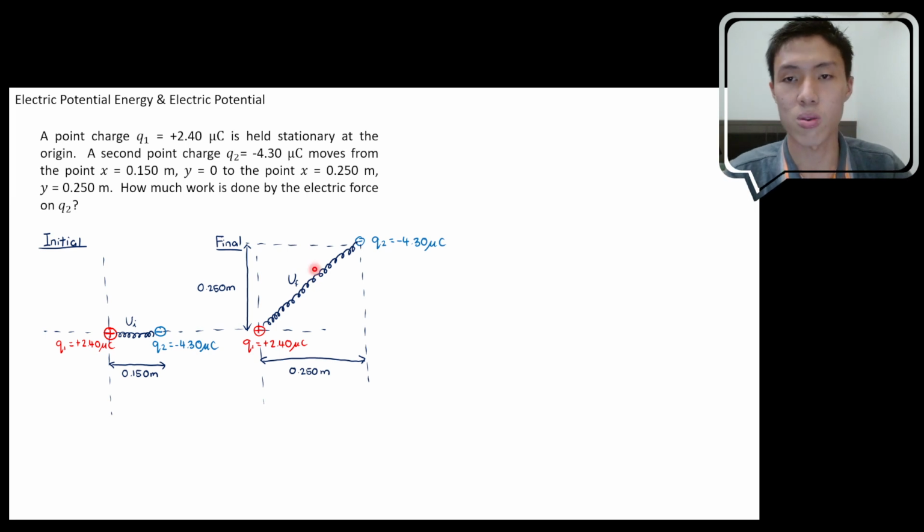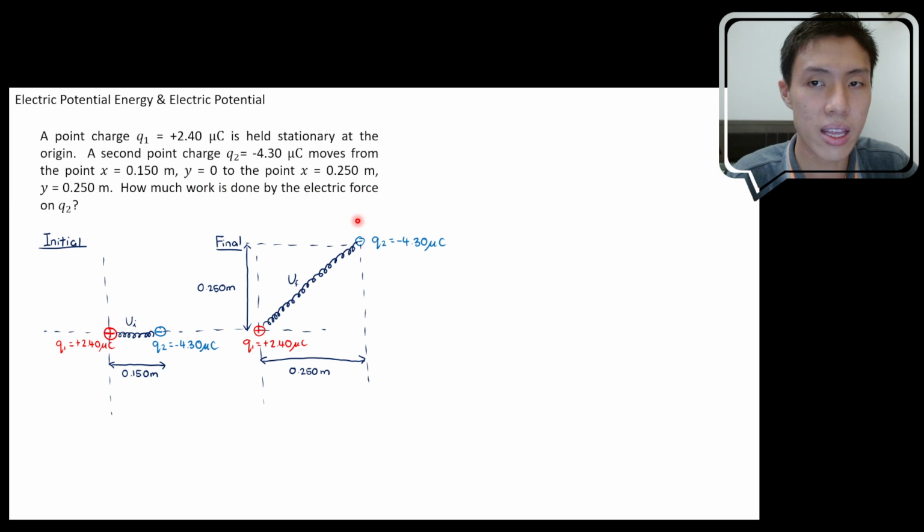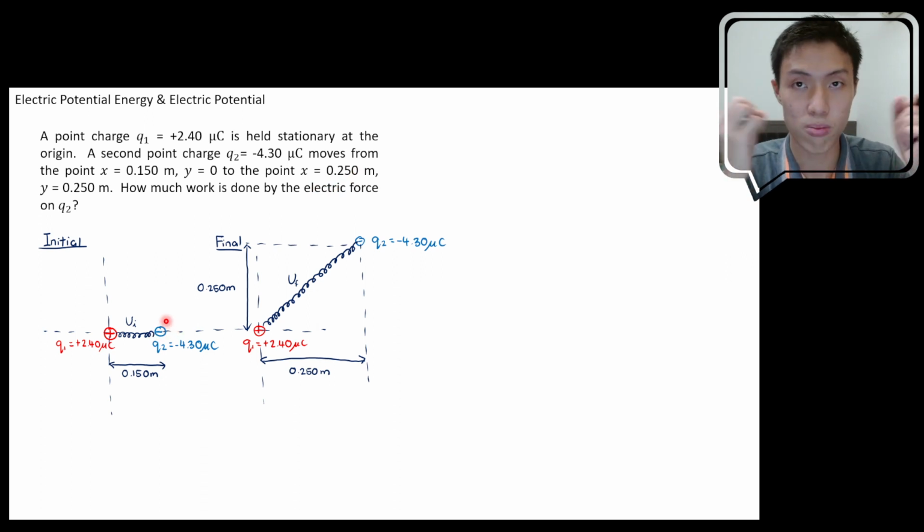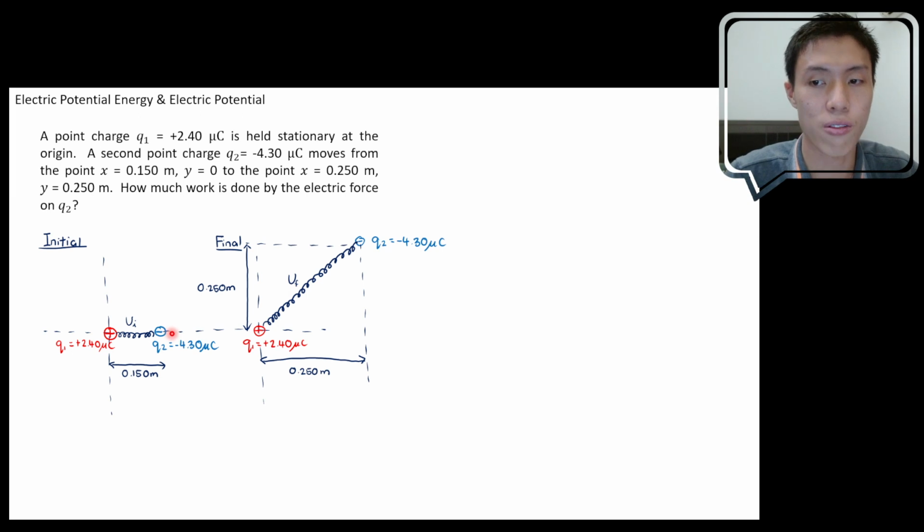Okay, so now what does the question ask? The question asks how much work is done by the electric force on Q2. So they're interested to know how much work is done by the electric force on Q2. We know that between this positive and negative charge, there is attraction between them, so there's an electric force. How much work does that electric force do on Q2 to move it from this initial position to this final position?